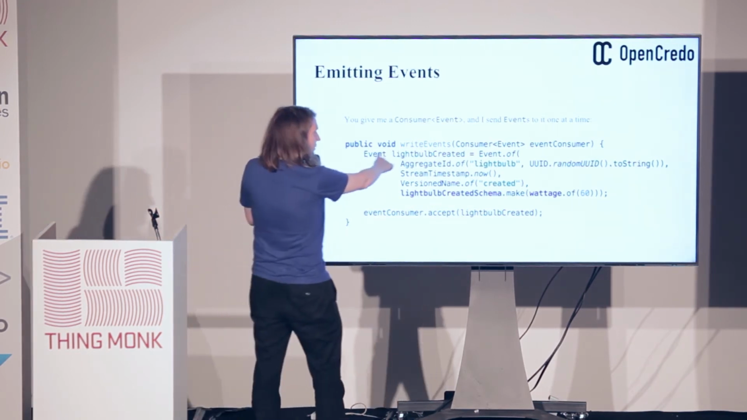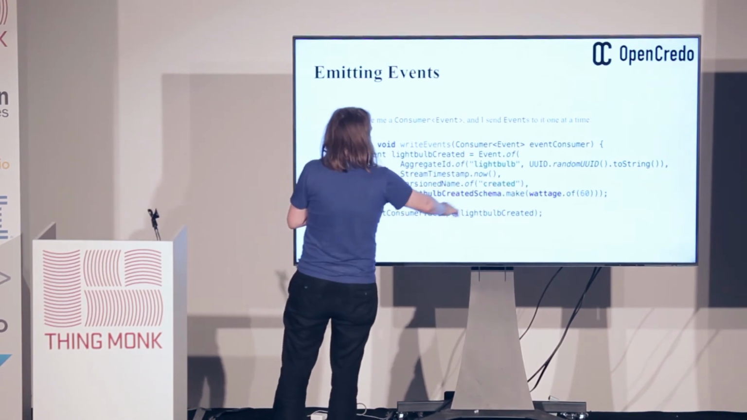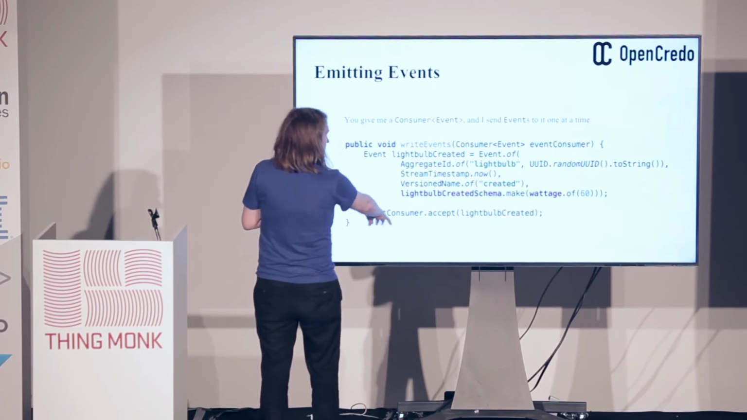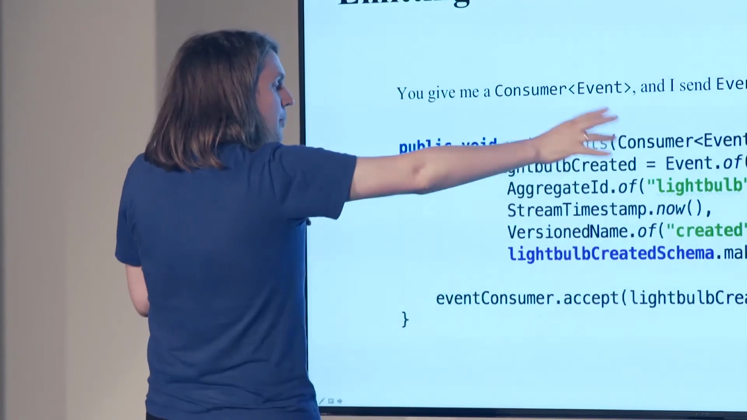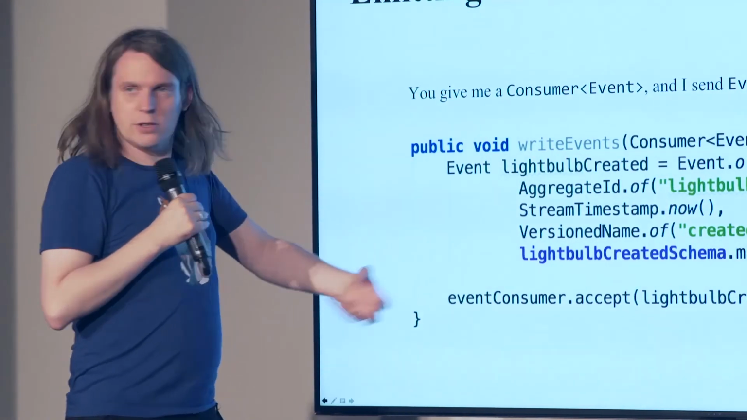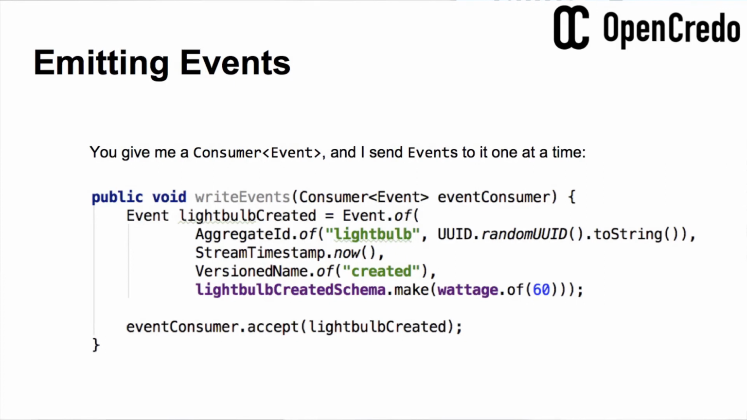So we create an event, we've got our aggregate ID, our timestamp, name of the event, and some information about what happened. And you give me an event consumer, and I pass it the event. Here's an event. And that's how you generate events. You pass them into an event consumer. What happens to it after that is not your immediate concern. It might get routed elsewhere, it might get filtered or whatever. But your way of generating events is to pass them to an event consumer.